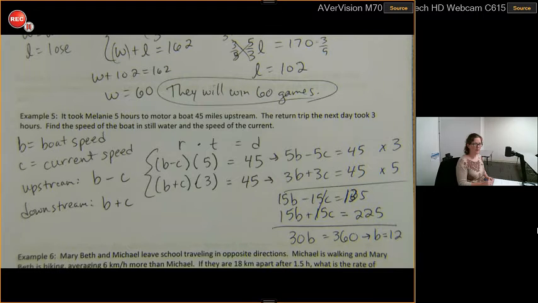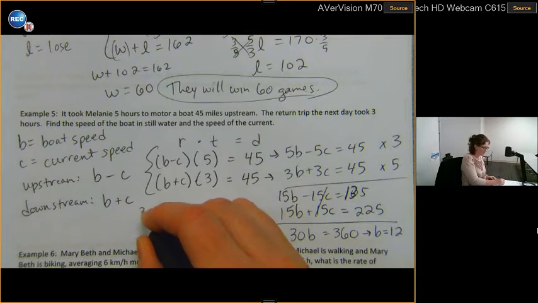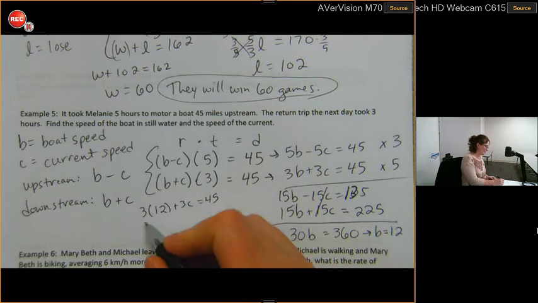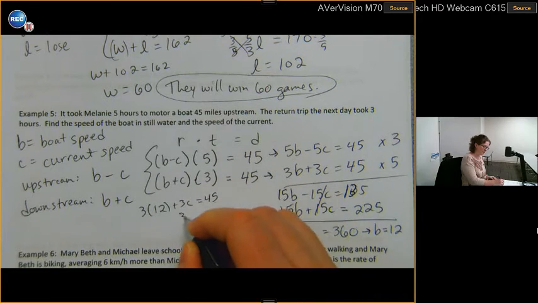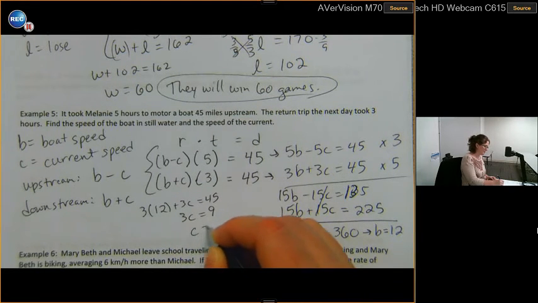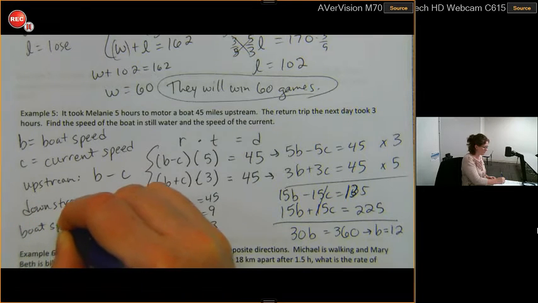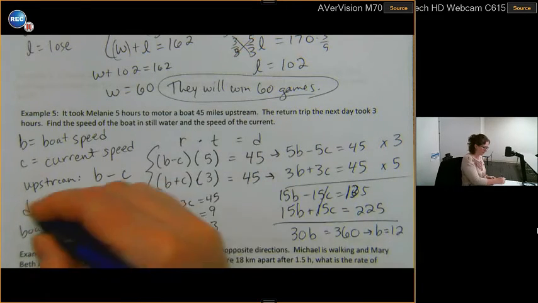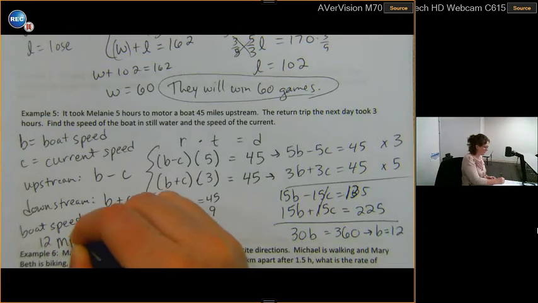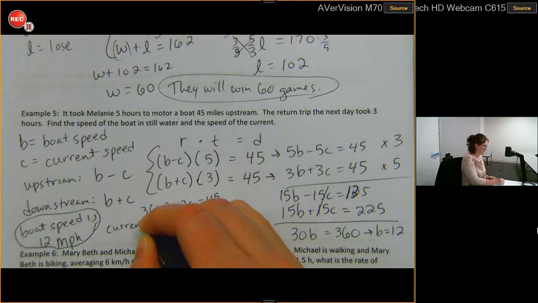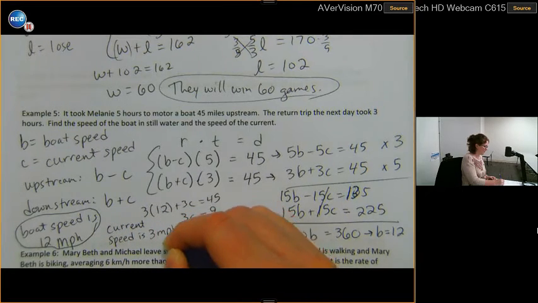Then I take that 12 and I put it back up into one of the original equations to solve for c. So I'm going to say 3 times 12 plus 3c equals 45. So it's 36. When I subtract 36, I get 9. So then c equals 3. So now my boat speed is 12 miles per hour. And my current speed is 3 miles per hour.